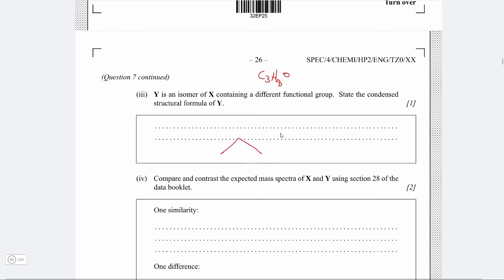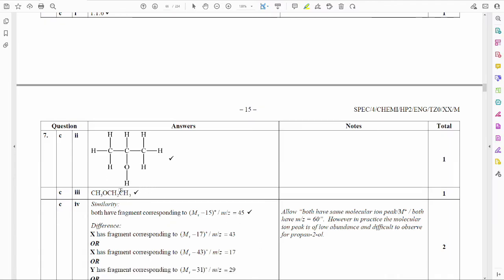Different functional group. Oh, no, there's no double bond present there. So it's probably an ester of some kind. So for example, like this. So 1, 2, 3, 4, 5, 6, 7, 8. 8 hydrogens, 3 carbons, and 1 oxygen. And it seems to be correct here.